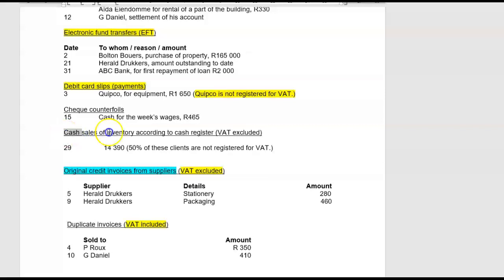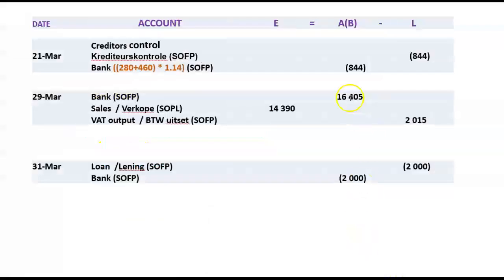Great, then on the 29th, cash sales of inventory according to the cash register VAT excluded was 14,390. 50% of these clients are not registered for VAT. Does it matter? It doesn't matter, because it doesn't matter whether your clients are registered for VAT or not. You are obliged to pay over the VAT to the receiver of revenue. It's according to VAT exclusive 14,390, so the amount that we received in our bank account will include the VAT. 14,390 will be our sales figure, and then we have to pay over VAT on that figure of 14,390.